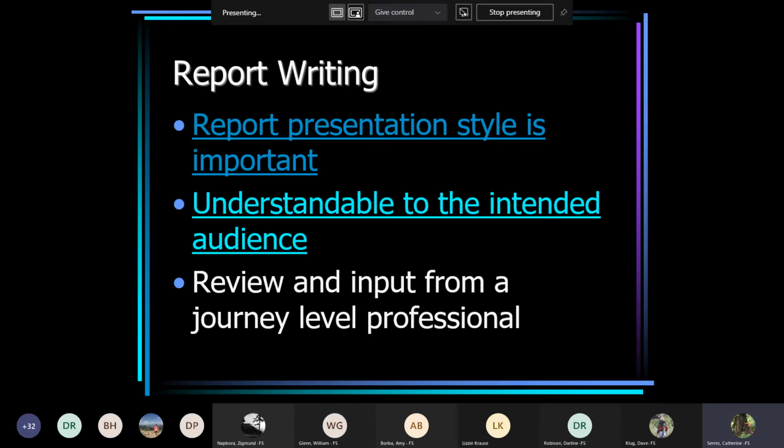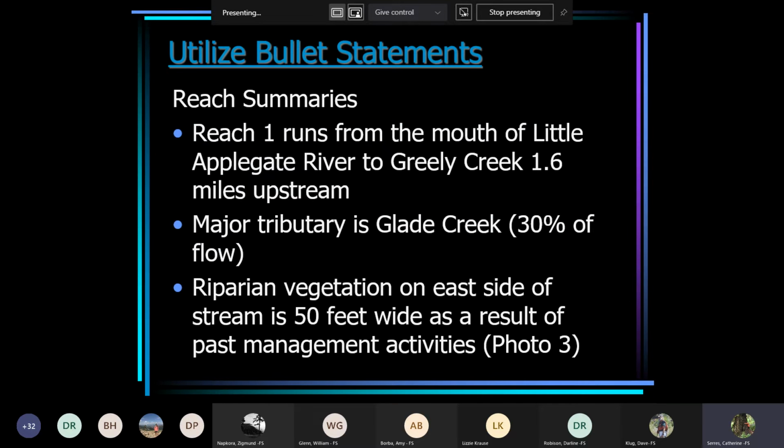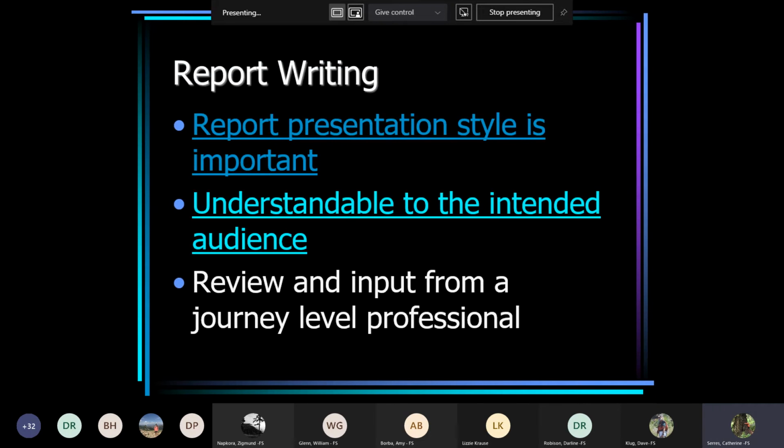So report writing, report presentation style is really important. I like to utilize bullet statements. Something like this will give you a bullet statement that's clear and concise, and people can pull out the information they want. You have to understand who's your audience.